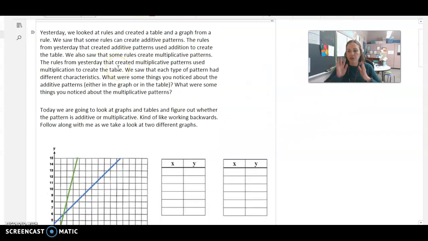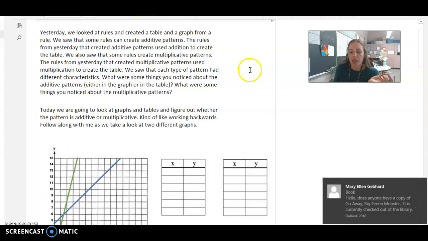Okay. So yesterday I gave you a rule and you plugged in your values for X to see what Y would be. And then we filled out our table with different values and we were able to create enough coordinate pairs or ordered pairs to create a line on the graph. There were some things that we noticed every time we had a rule that had an addition sign in it. We saw some things about our graph. And then every time our rule was multiplication, we noticed some different things about our graph.